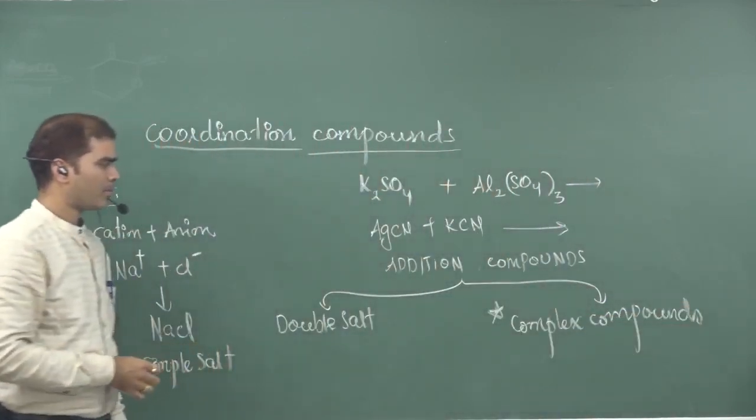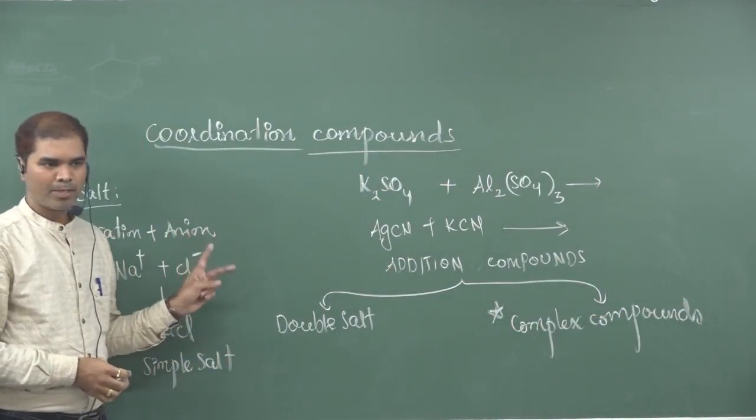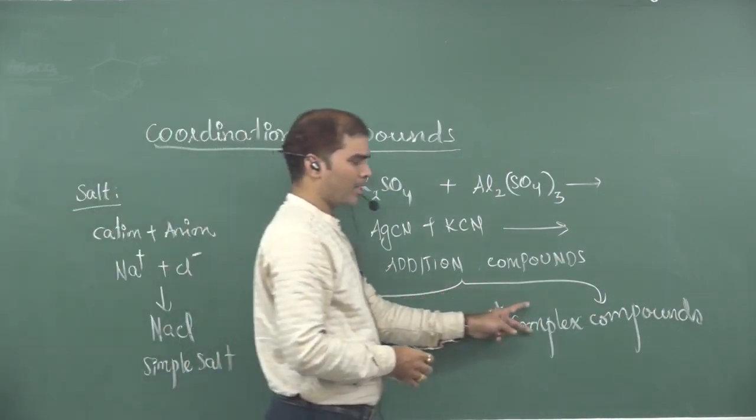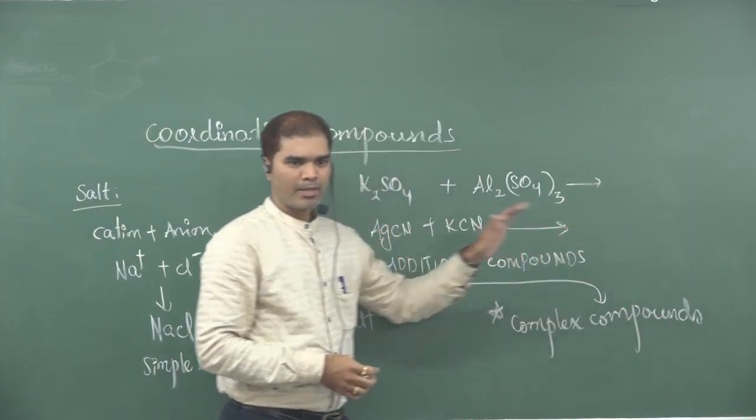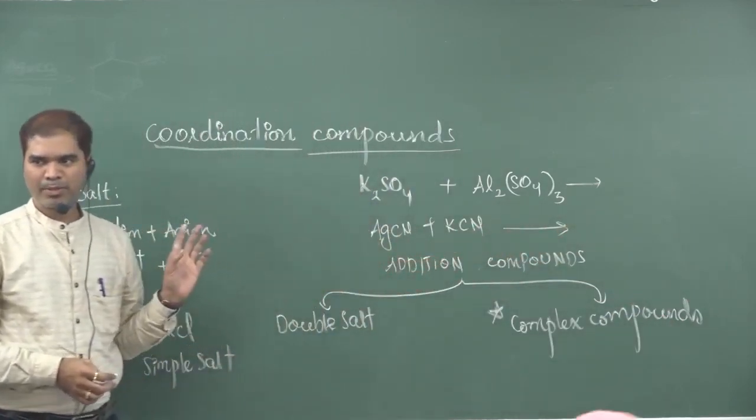So these addition compounds are of two types. One we call a double salt. The other is called a complex compound. Okay, now let us understand what a complex compound is.